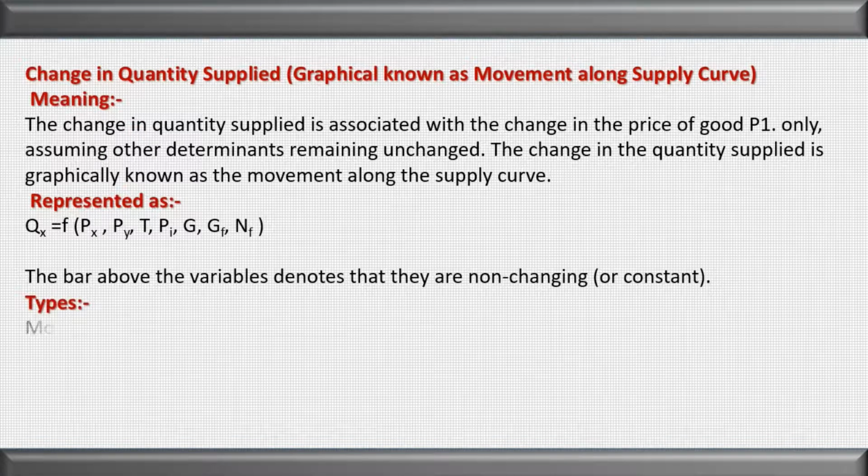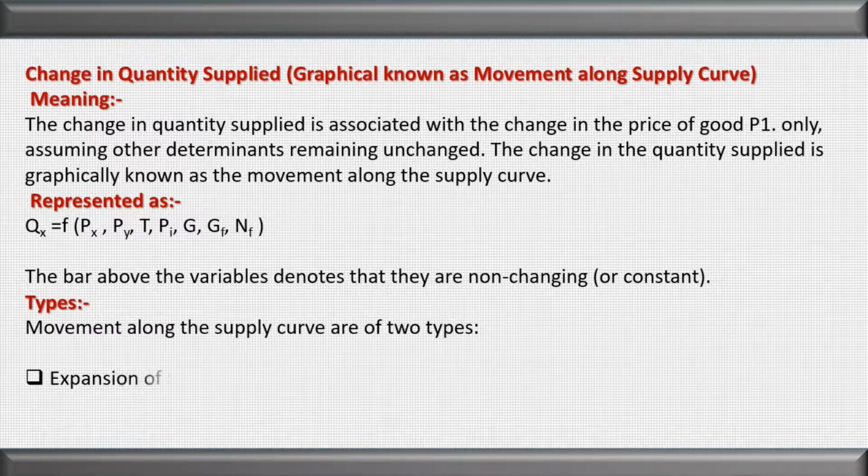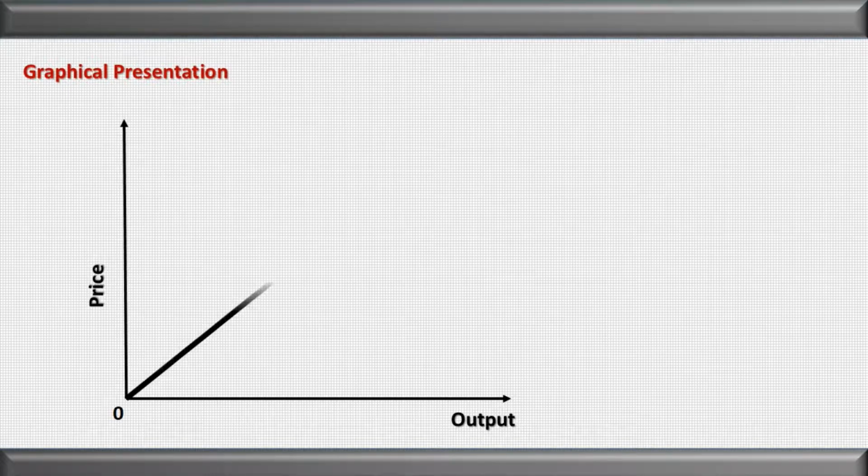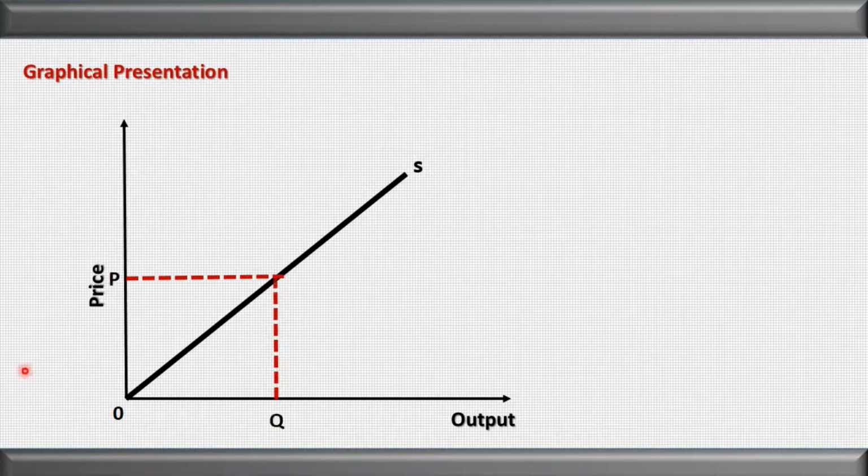Let us see the types of quantity supplied. There are two types, that is expansion of supply and contraction of supply. Let us see the graphical presentation. In this graph we can see when the price of the commodity is OP, the quantity supplied is OQ.